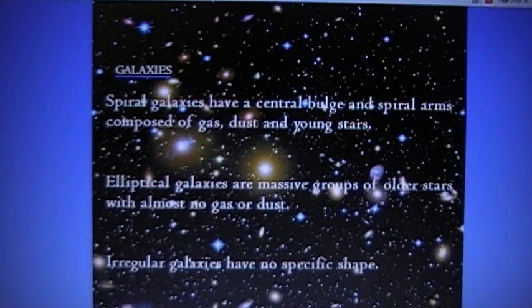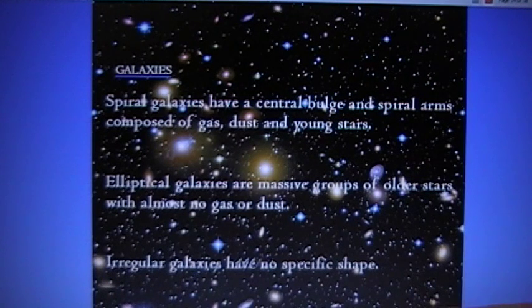Now, the last few parts that we're going to talk about today are galaxies. There are three types of galaxies. We have the spiral galaxy, we have the elliptical galaxy, and the irregular galaxy. Spiral galaxies have a central bulge and spiral arms. You can see this because a lot of the times they depict the Milky Way as a spiral galaxy. Elliptical galaxies are massive groups of older stars, hardly any gas or dust. So that means they are very old, and they're going to be that elliptical shape and round, and kind of very hazy in many ways.